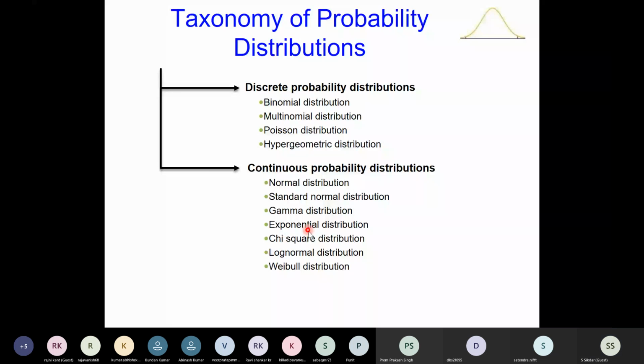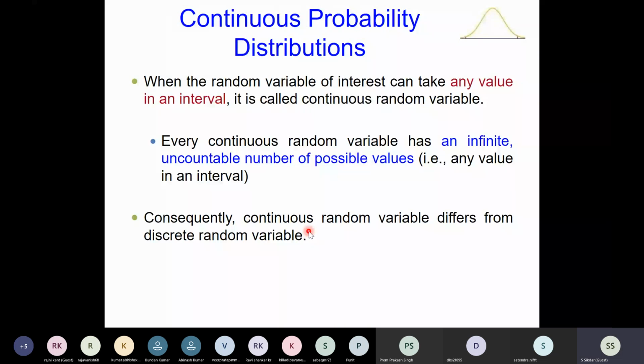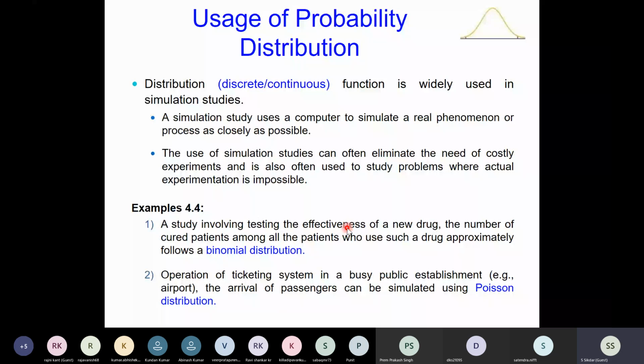Okay, now see, what is the use of this probability distribution? The distribution of a discrete or continuous function is widely used in simulation studies. A simulation study uses a computer to simulate a real phenomenon or process as closely as possible. I mean, what kind of real phenomenon? All these things look very abstract until and unless we give some example.